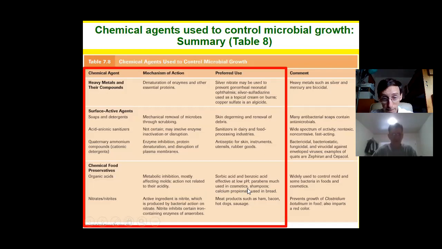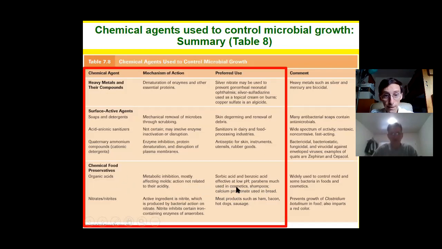Parabens, much used in cosmetics. Sometimes they're used in shampoos, and then calcium propionate used in bread to prevent the growth of mold. Any question about organic acids?